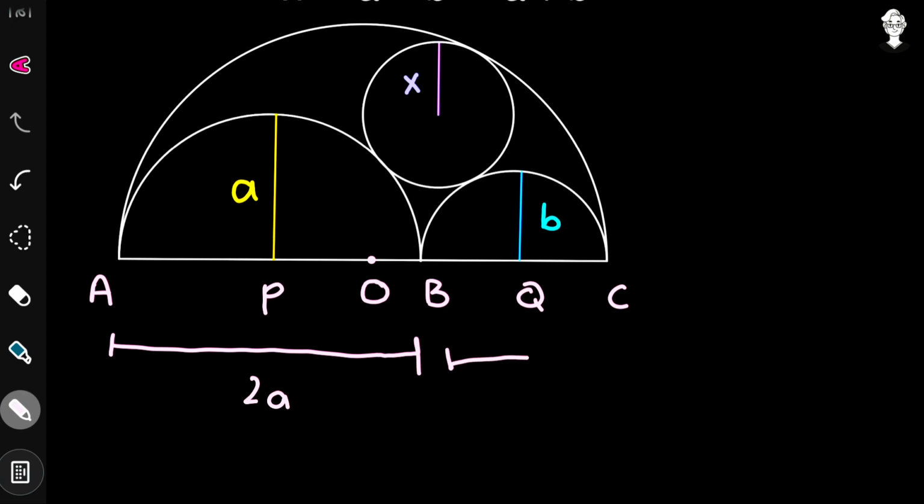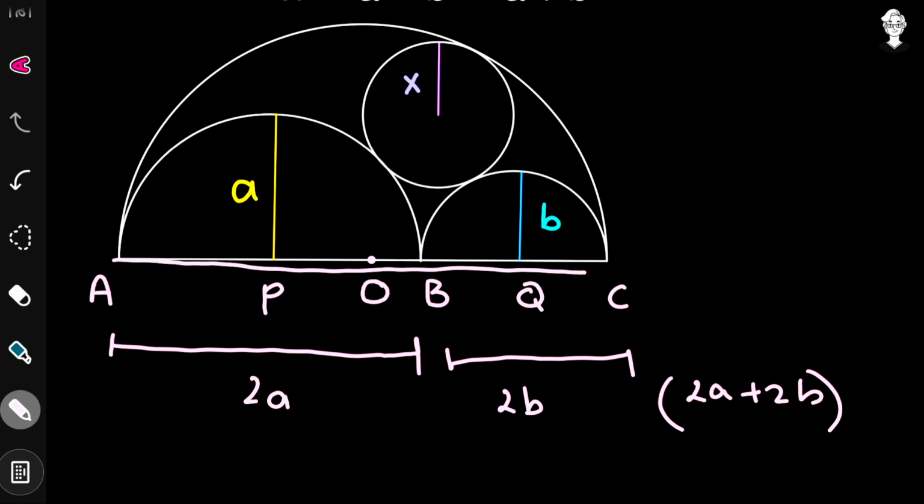Now from B to C, it is the diameter of this semicircle having the radius equal to b. Therefore the diameter becomes 2 times b. So the complete length is going to be equal to 2 times a plus 2 times b. Now the complete length is from the point A to the point C. So AC is ultimately the diameter of this semicircle.